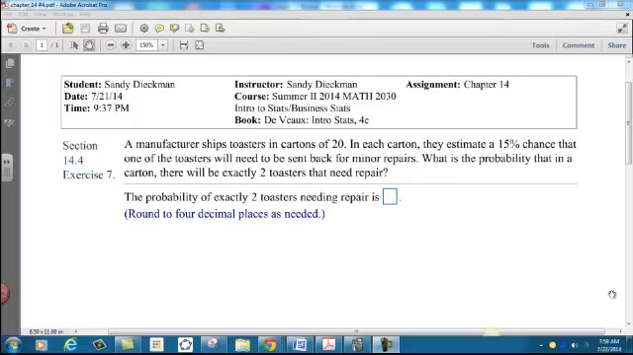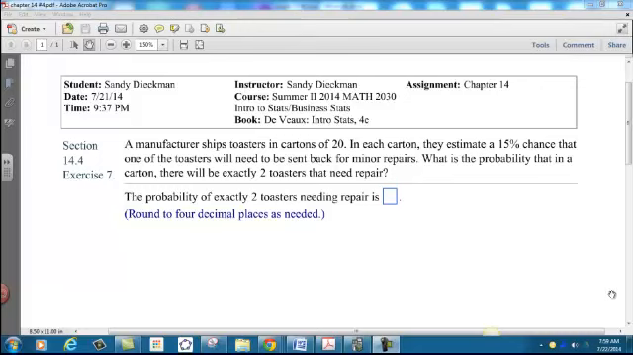This problem is going to use the binomial model because there are 2 things that can happen. Either the toaster needs repairs or the toaster does not need repairs. And our x is going to be the success. So in this particular problem, the success is that the toaster will need repairs. So in this problem, our x is going to be 2 because the toasters need repairs.